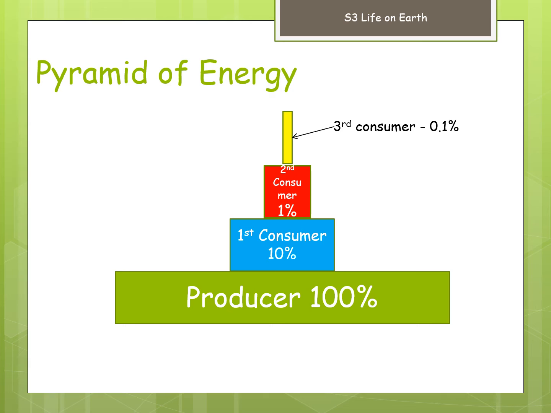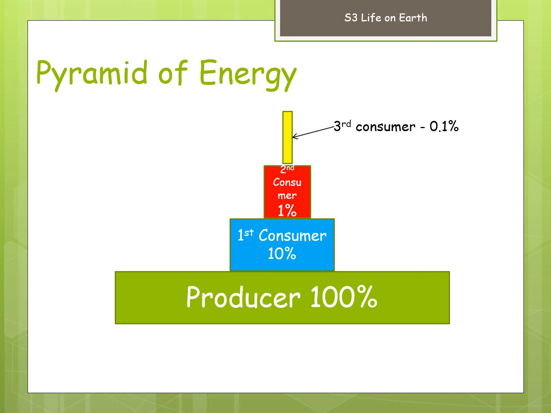So it's the thing that's putting energy into this system by taking light energy from the sun and creating chemical energy. The first consumer only gets 10% of that. The second consumer, 1%, and then the third consumer, only 0.1%. So you don't need to draw a new pyramid, you just need to add those details onto it. So 100%, 10%, 1%, and 0.1%.